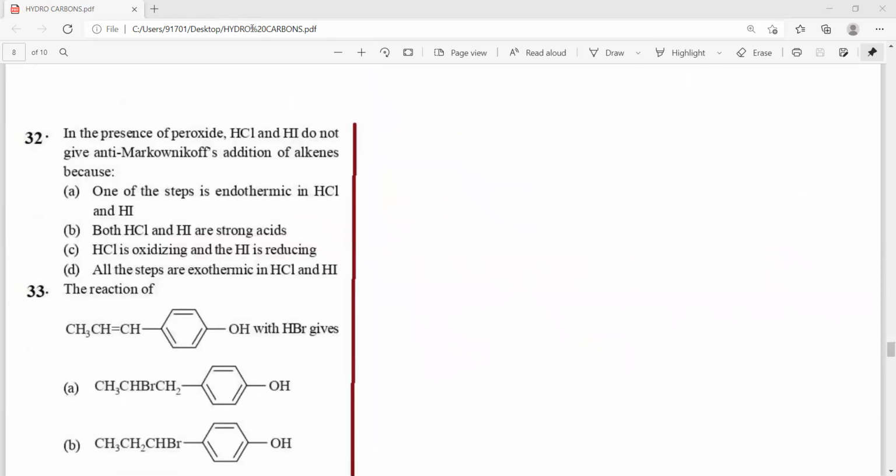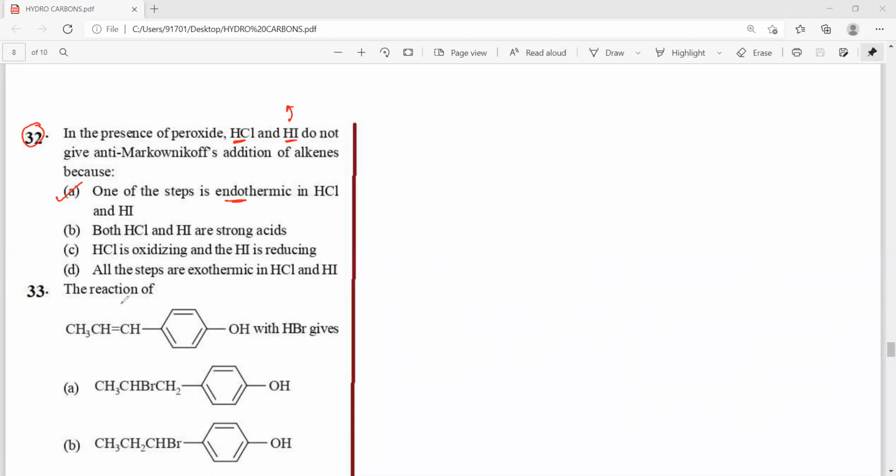See this HCl. Why is the peroxide effect not possible with HCl and HI? Because while HCl is adding, both initiation and propagation occur: initiation is exothermic and propagation is endothermic, and with HI both are endothermic. So with HCl and HI, either initiation or propagation is endothermic. That's why the peroxide effect, or anti-Markovnikov addition reaction, is not possible with HCl and HI. So the answer is the first option.